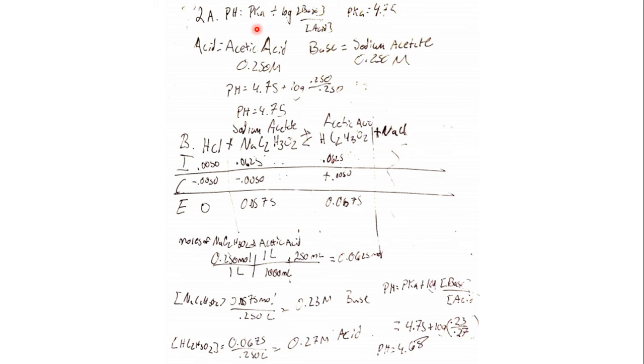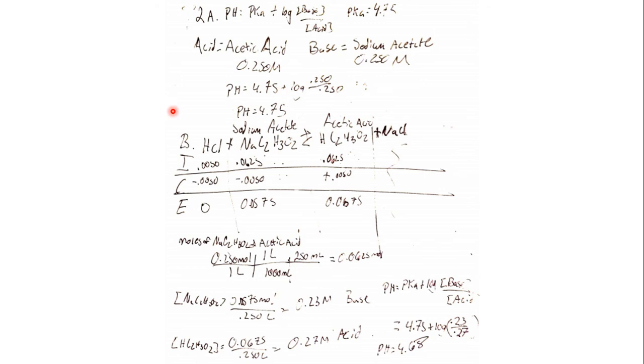So the pH is what we just did. pH equals pKa plus log of base divided by acid. pKa is 4.75. Acid is acetic acid, base is sodium acetate. Already gave it to you in molarity. So I just do pH equals pKa, 4.75, plus log of base divided by acid, 0.250 divided by 0.250, which is 1. The log of 1 is 0. So when your base and acid concentrations are the same, pH is equal to pKa.